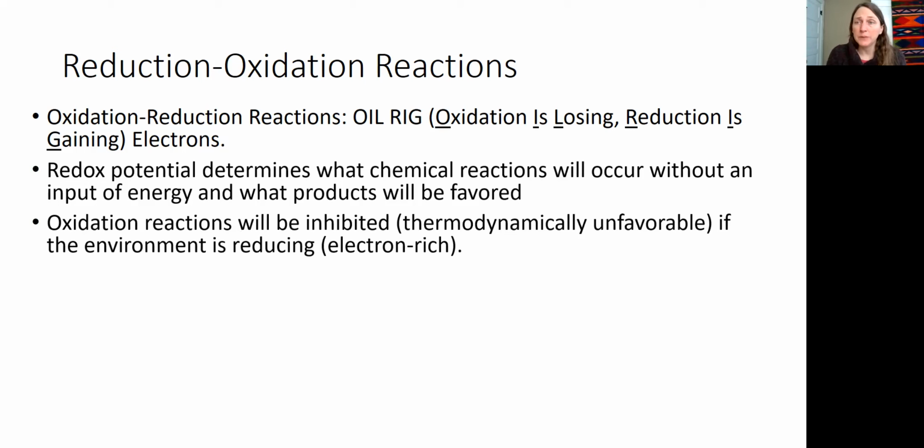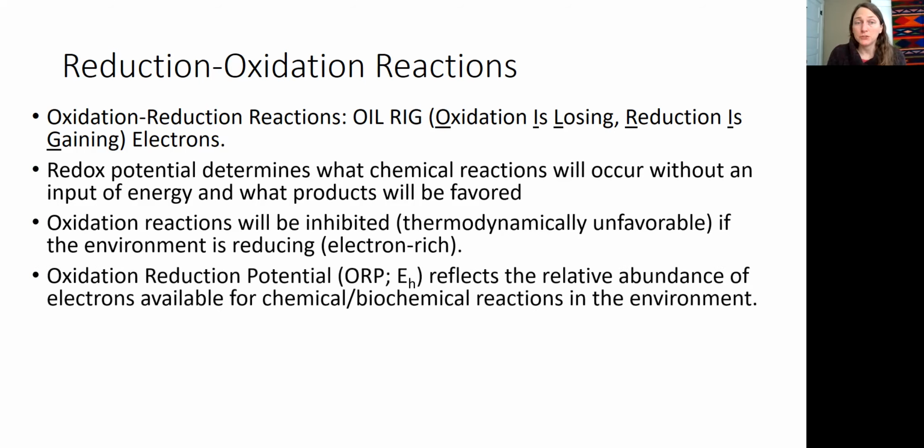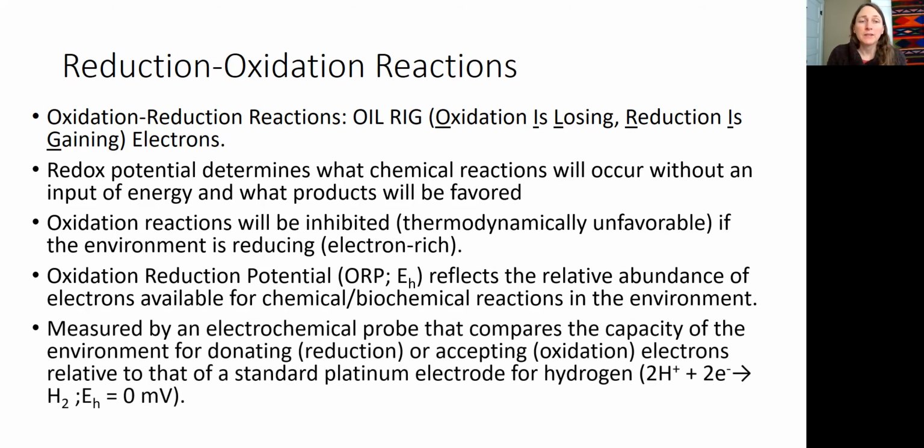Oxidation reactions will be inhibited. They are thermodynamically unfavorable if the environment is reducing, if it's an electron-rich environment. And the opposite is true. Oxidation reduction potential, or ORP, reflects the relative abundance of electrons that are available for chemical and biochemical reactions in the environment. You can measure ORP using an electrochemical probe. It compares the capacity of the environment for donating or accepting electrons relative to that of a standard platinum electrode for hydrogen.